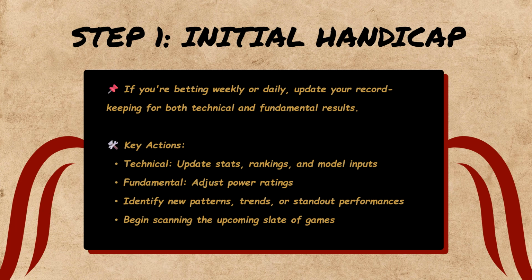Now we're going to get into the final bullet, which bleeds into step 2. It's going to be begin scanning the upcoming slate. While keeping those adjustments in mind, that's why it's important to scan the upcoming slate. You don't want to evaluate the next matchup with poor numbers. Everything needs to be up to date: your record keeper, your models, and your fundamental stats. That's going to move us on to step number 2.